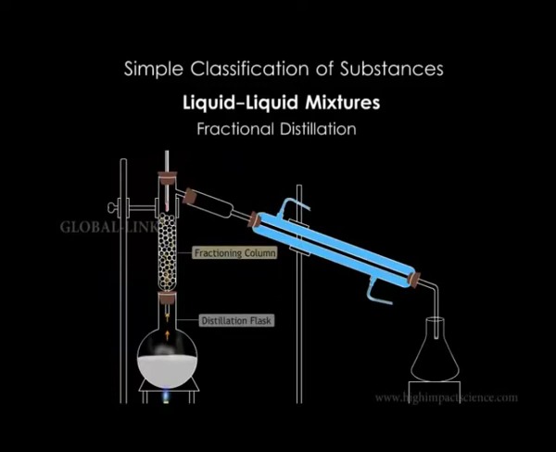When the mixture is heated, ethanol boils out fast at 78 degrees Celsius and the vapor is condensed in the Liebig condenser and collected in the conical flask. Water is left behind in the distillation flask. Again, observe the Liebig condenser uses countercurrent flow for effective cooling and condensation.